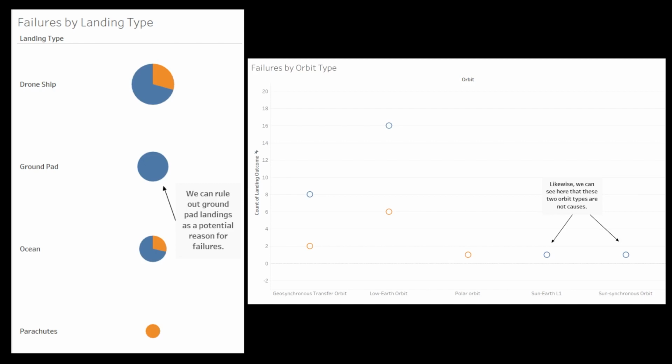After examining the pie charts on the left, I related the failure rate to the type of orbit each rocket was being launched to. No failures were seen for Sun-Earth orbit or Sun-synchronous orbit. The singular launch into polar orbit failed, while other results were mixed. While launches to polar orbit technically displayed a 100% landing failure rate, there was only one data point involved, so it likely could not be a causal factor.